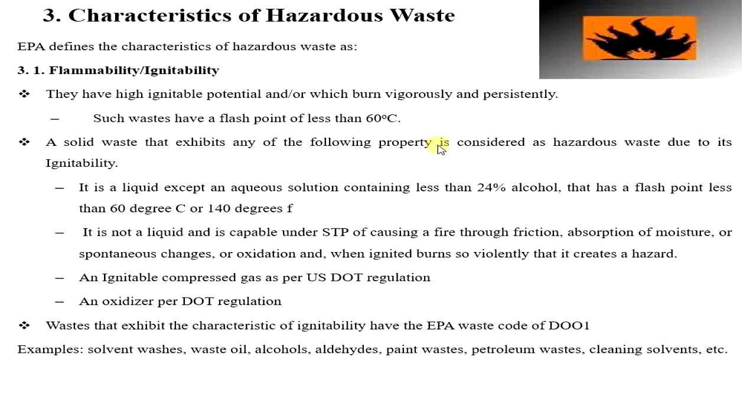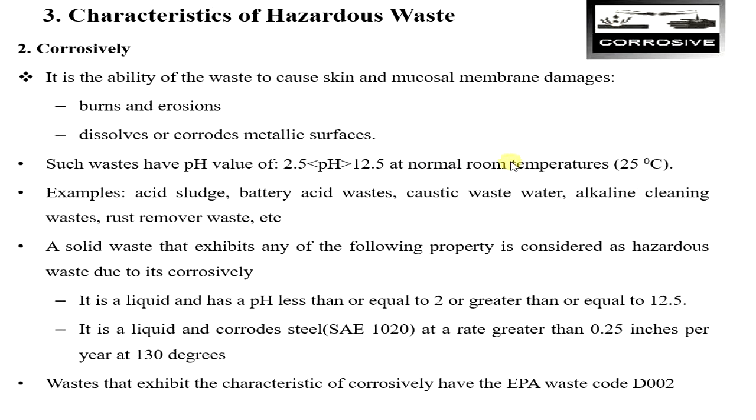Next, we will look at corrosivity. One very important characteristic is corrosivity, the ability of the waste to cause skin or mucous membrane damage, such as burns or erosion, or to dissolve or corrode metal surfaces. Such wastes have a pH outside the range of 2.5 to 12.5 at normal temperature. Examples: acid sludge, battery wastes, caustic wastewater, alkaline cleaning water, rust remover waste, etc.